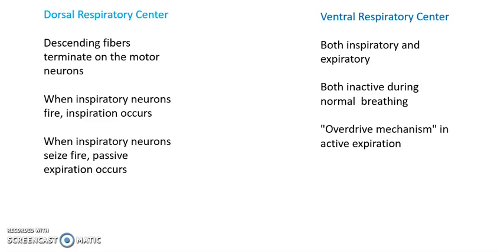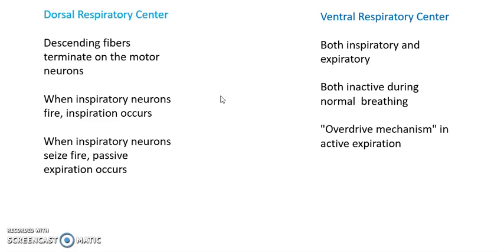So we know that in the DRG or DRC here, we're going to have descending fibers that terminate on the motor neurons. When the inspiration neurons fire, inspiration occurs, we have inhalation. And when inspiration neurons cease firing, cha-chow, passive expiration occurs. Passive expiration just means that we have normal breathing, where we don't have any extra work in our muscles.